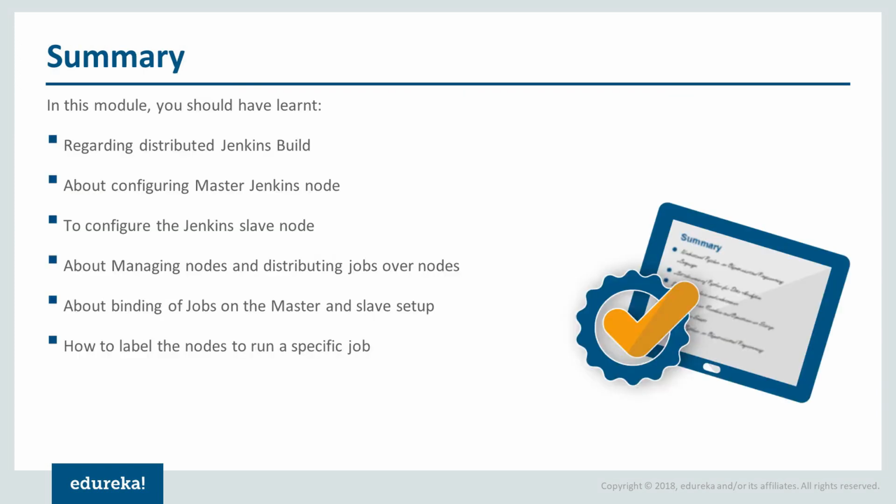What we have learned in this module: we spoke about what we mean by distributed Jenkins builds, also known as Jenkins build slaves configuration. We spoke about how to configure the master and how to configure the slave. Then we spoke about how to manage the nodes and distribute the jobs over the different nodes. Then we spoke about binding of jobs on the master and slave setup, and mapping specific jobs to specific slaves with the help of labels, and how to label the nodes to run a specific job on them.